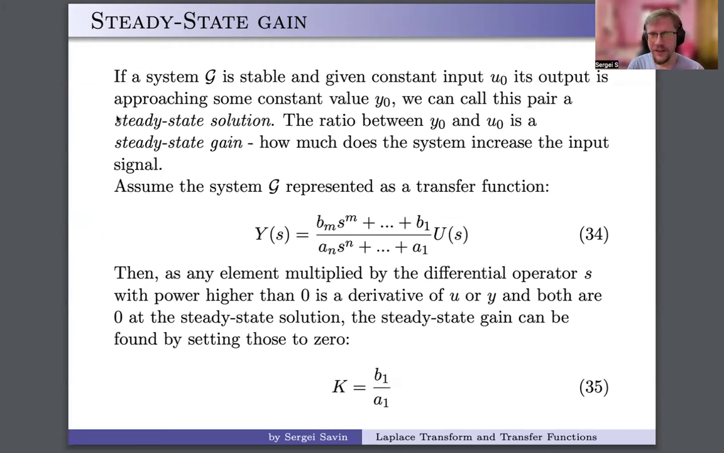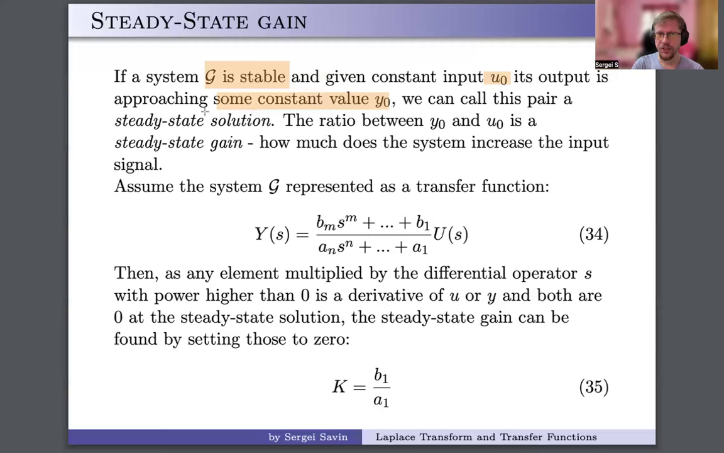Now, I think the last thing that I want to show you for this topic is this. If system G is stable, right? Here you can see how nice it is to be using the language of systems. We don't need to say state space equation is stable, just the system is stable. If we give it a constant input U0, its output will approach some constant value Y0, right? Makes sense. You give it a constant input, the transient process will go away, but the output is not going to be zero. Output is going to be something.